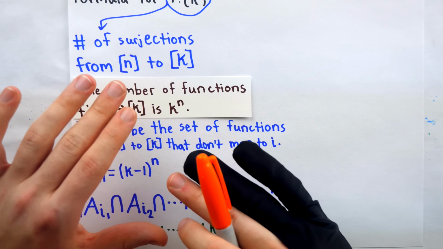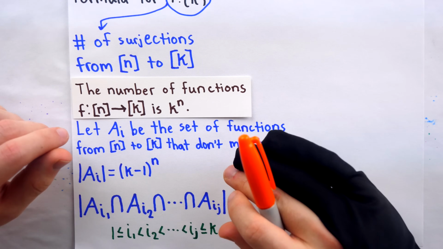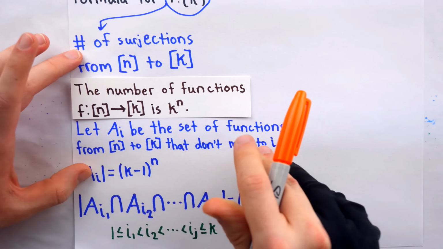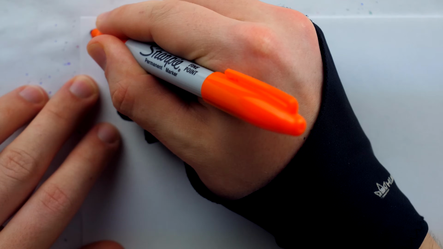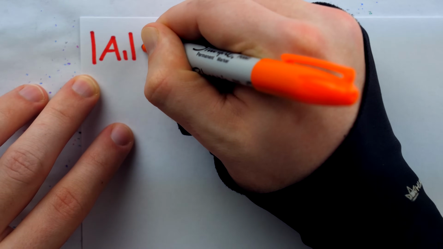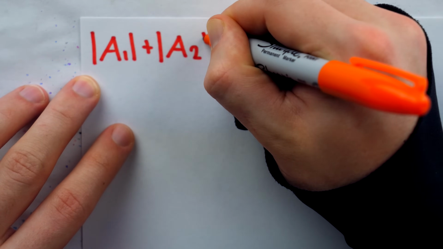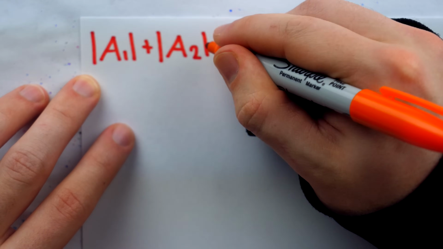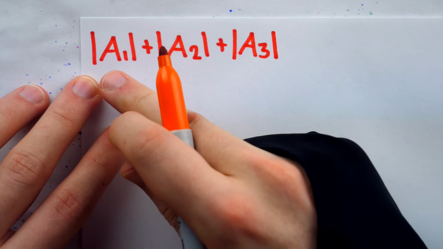I'll leave a link in the description to a more in-depth video where I discuss that, but just as a really quick intro, imagine there were only 3 sets, A1, A2, and A3. Here's what the principle looks like in that situation. We say, well, I want to count up all of the functions that are in A1 and A2 and A3, so I'm going to add their cardinalities, the number of elements in A1 plus the number of elements in A2 plus the number of elements in A3. I'm including all of these functions.